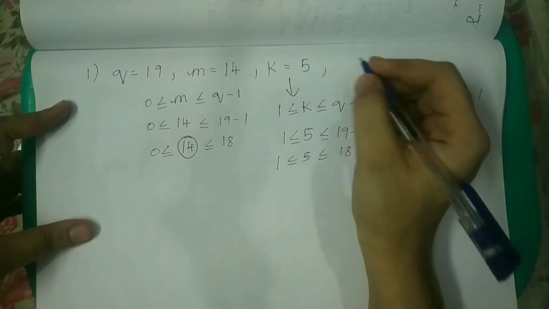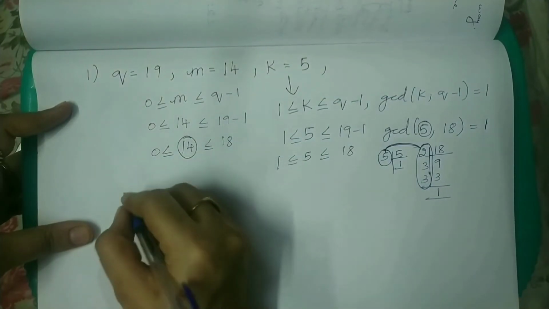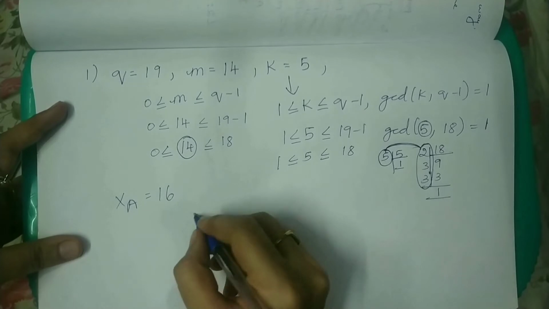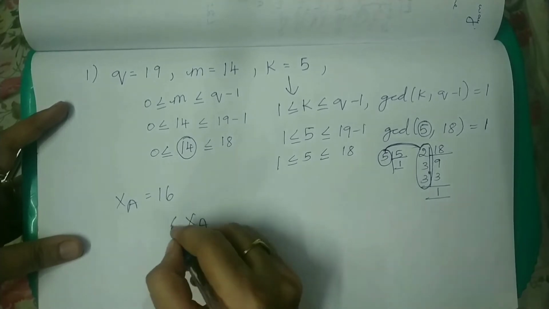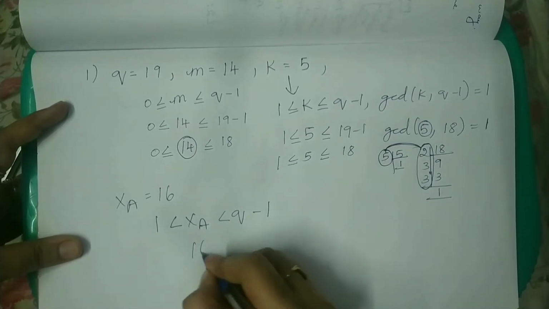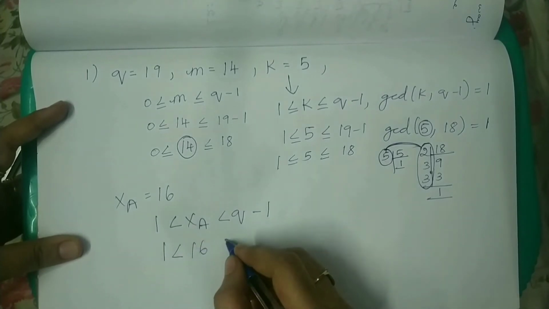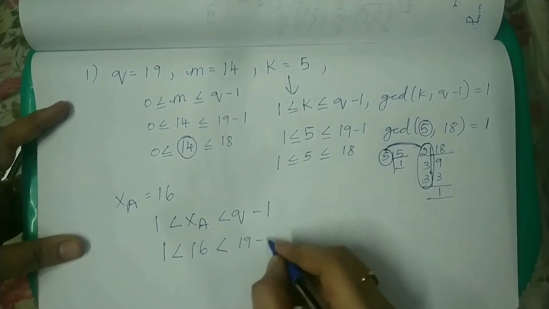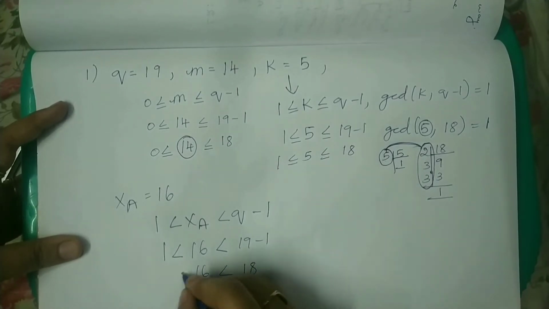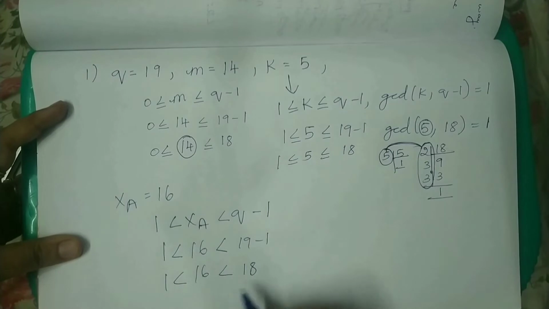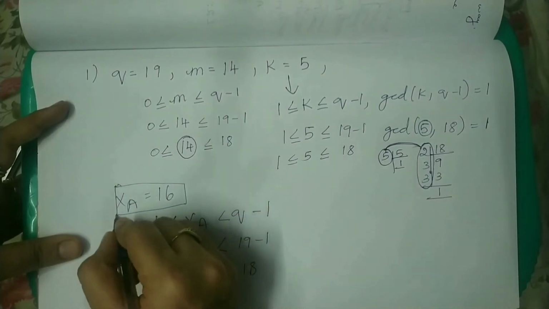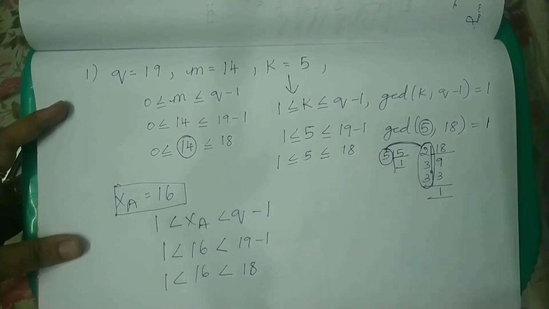Next I am going to choose the XA value as 16. The condition for XA was it should be greater than 1 and lesser than Q minus 1. So 16 is obviously greater than 1 and 19 minus 1 means you'll get 18. So this 16 is greater than 1 and lesser than 18. So I can choose the value of XA as 16.